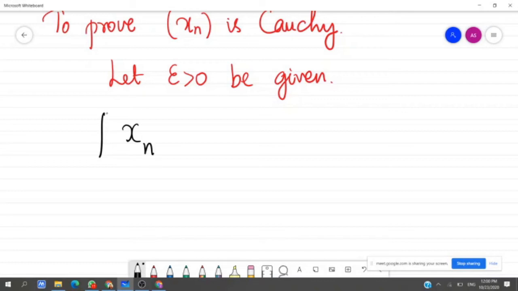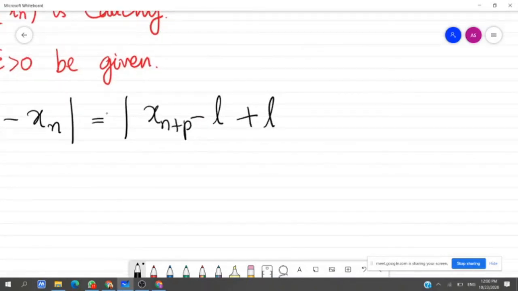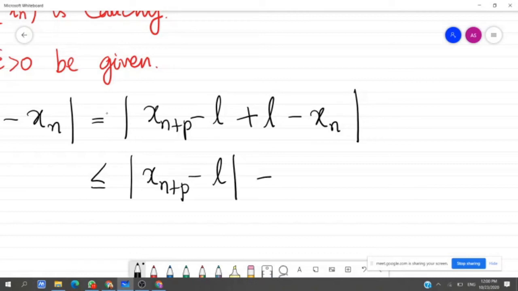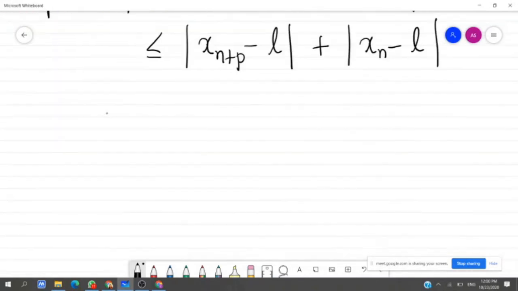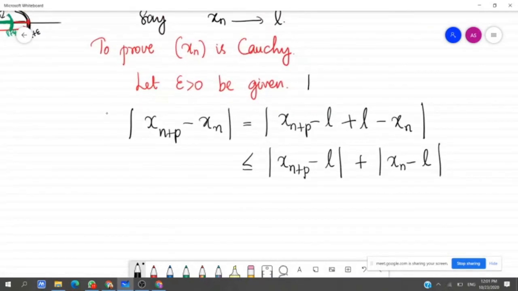Now, if I take the definition xn plus p minus xn, we write this as xn plus p minus l plus l minus xn. By triangle inequality, we can write this as modulus of xn plus p minus l plus modulus of l minus xn, which is same as modulus of xn minus l. This is true for every n and p. So for p greater than or equal to 1, consider this term.